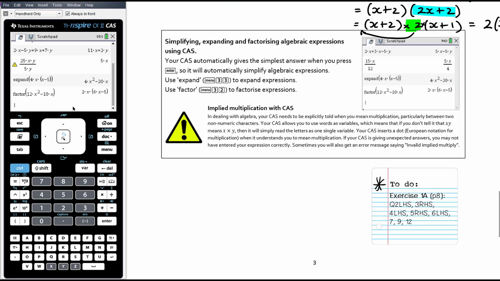Okay, the work today is from exercise 1A. It looks like a long list, but it's because I've just tried to cut things down a bit. LHS referring to left-hand side, RHS referring to right-hand side. So just doing a single column in each of those questions.